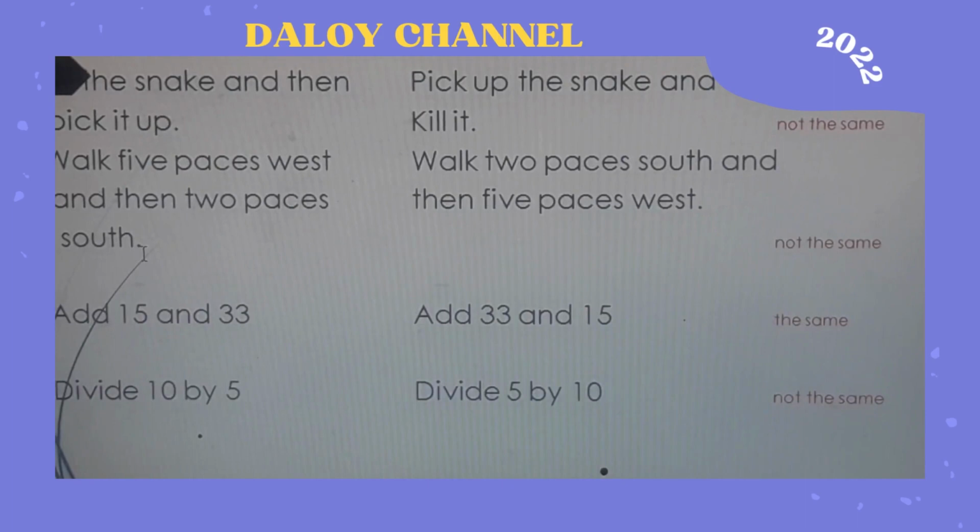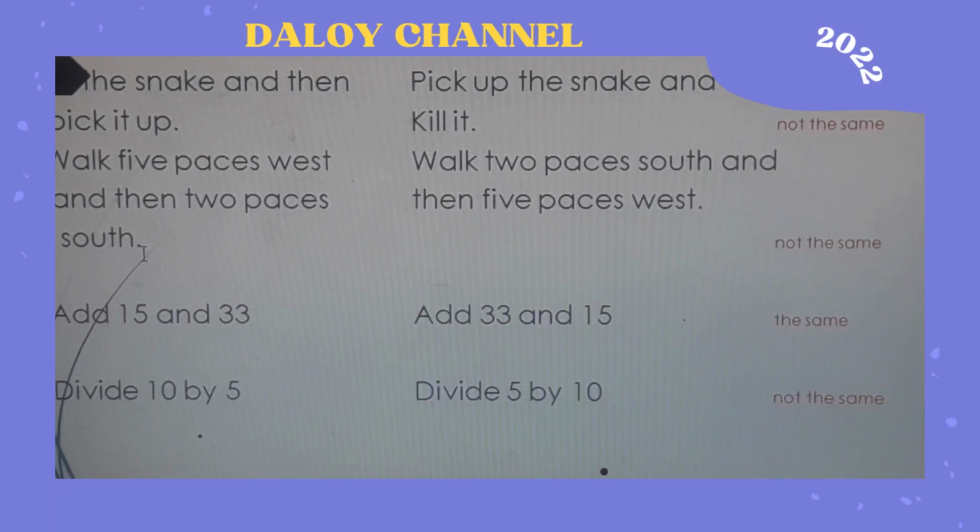Number 3, column 1, walk with 5 paces west and then 2 paces south. Column 2, walk 2 paces south and then 5 paces west. So the statement, again, is not the same.